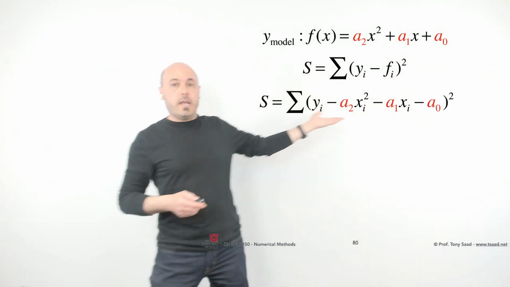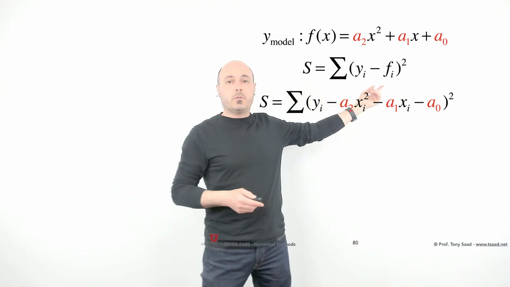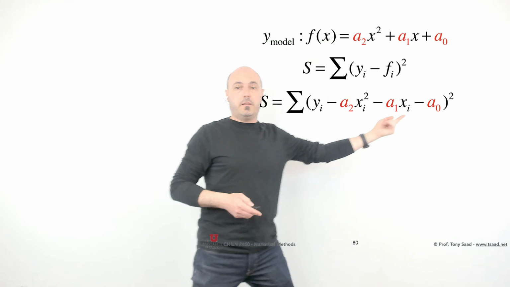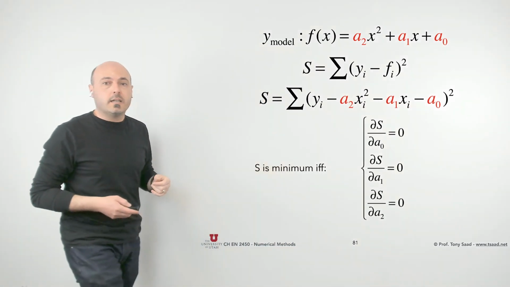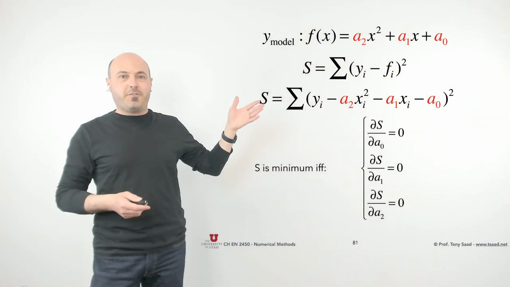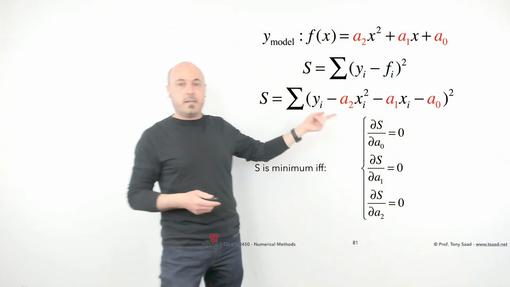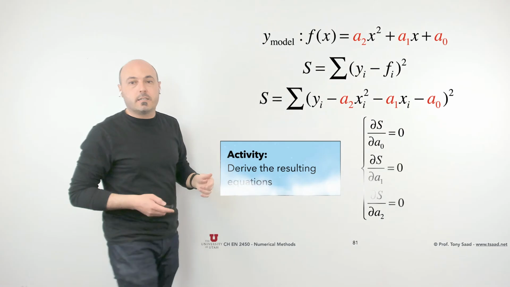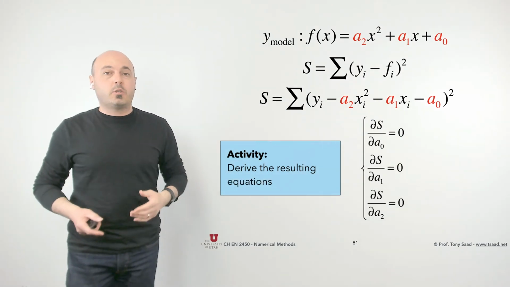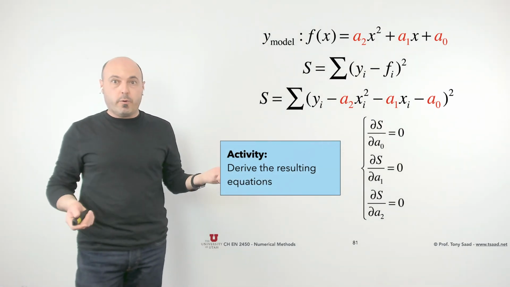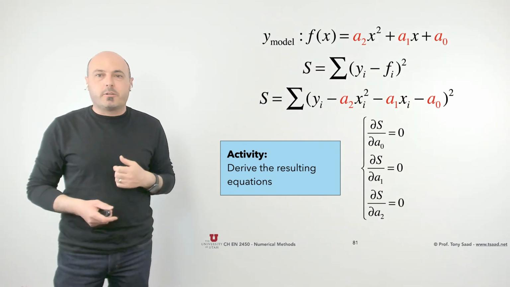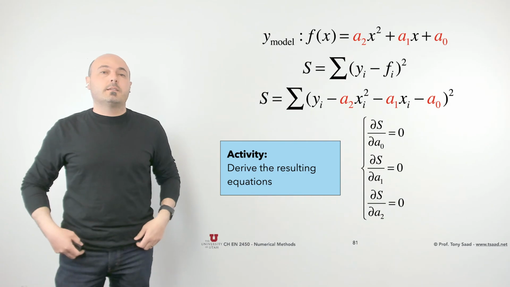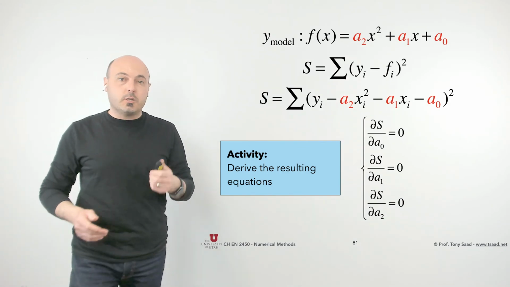So in this case, we have this form. You just substitute fi, and then you get this, and you apply this for each point i in the data set. And S is minimum if the derivative of S with respect to each of the unknowns, those are a0, a1, and a2, is identically equal to 0. Now I ask you to derive the resulting equations and then write them in matrix form so that you can show yourself that indeed we do get a system of linear equations. All right, I'll see you on Zoom.